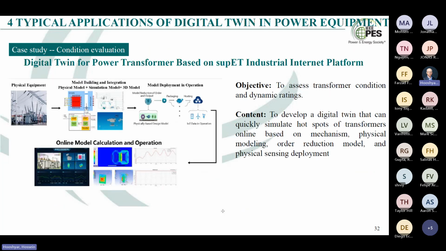Go next. Here is one from Zhejiang Utility. They use the digital twin for transformer maintenance and asset management. So they integrated the multi-physical analysis at the different operation conditions. So given that level of loading, what's the temperature field inside of that big transformer? What's the hot spot temperature? Then they can see the dynamic rating of that transformer, so for all that condition assessment purpose. Go next.